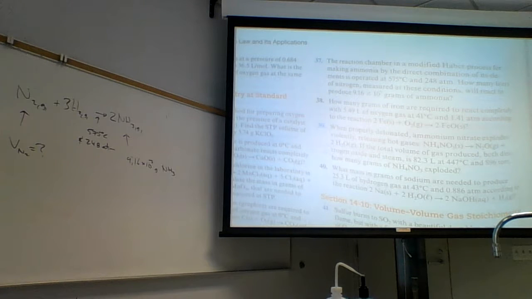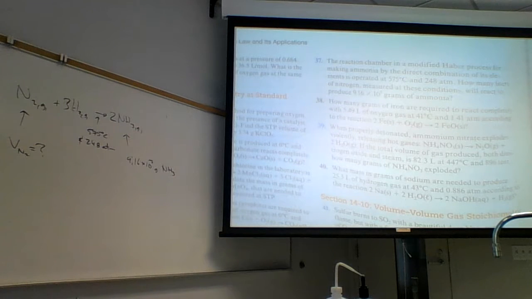Although the temperature is very high, and we'd expect a larger volume, the pressure is extreme, 248 atmospheres, so that really squeezes the gas down. Under normal conditions it's closer to 25 liters. Here we don't even have a quarter, just a little over a quarter liter. That would be the molar volume.